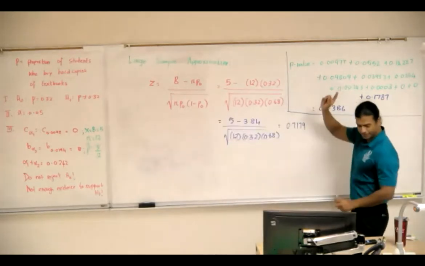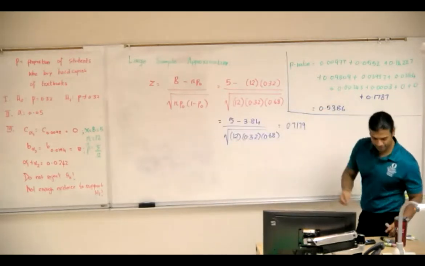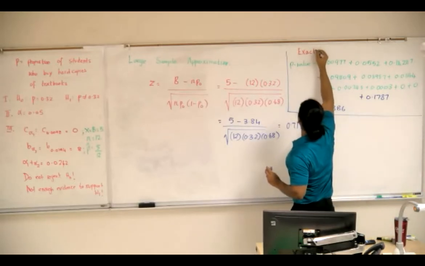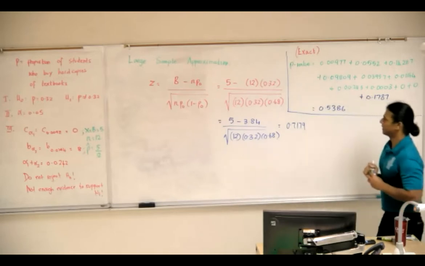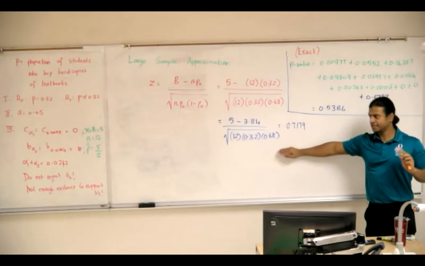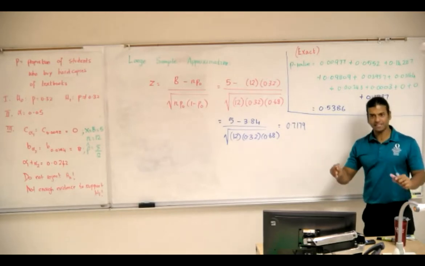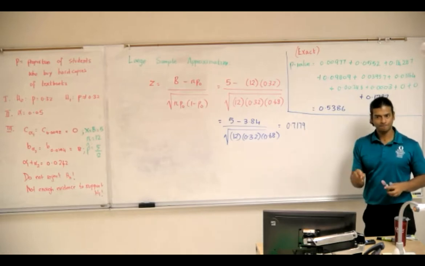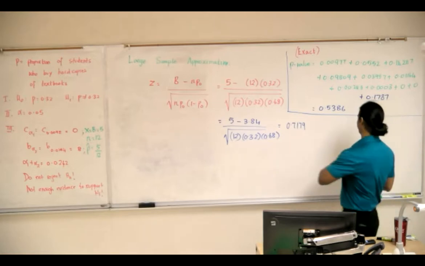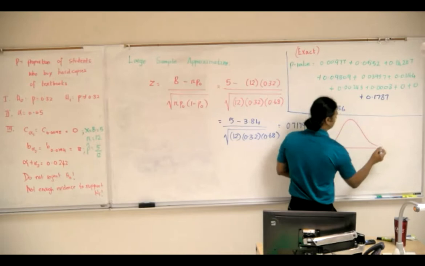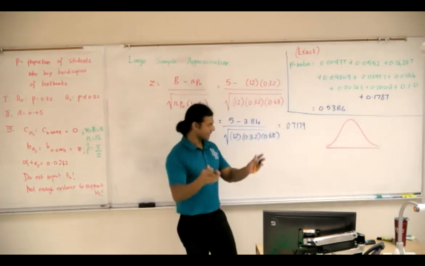So from earlier, that is the exact p-value. Now, large sample approximation, the standardized test statistic has a distribution. What is that distribution from last time? Normal. Mean 0, variance 1, or standard deviation 1.